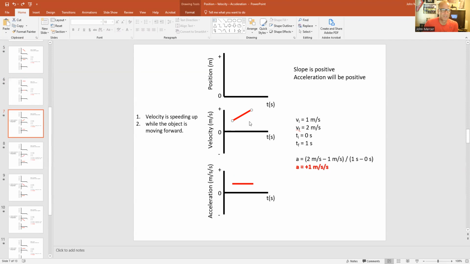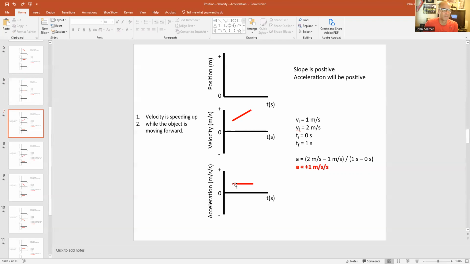So my initial velocity being 1 meter per second, my final velocity being 2 meters per second, my initial time being 0, my final time being 1 second, delta v, 2 minus 1 meters per second, divided by delta t, 1 minus 0 seconds, is a positive 1 meter per second every second. That's what I'm drawing right here. That positive 1 meters per second tells us how fast velocity is changing. It tells us how steep the slope is. Again, if I make a steeper slope here, that acceleration number is going to be a greater value, greater magnitude.